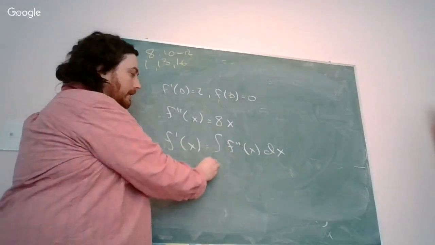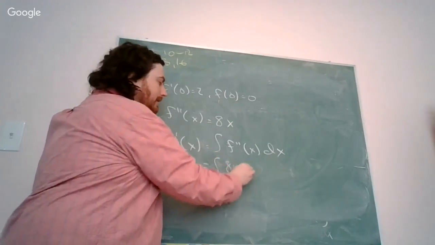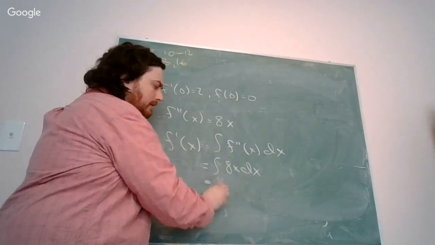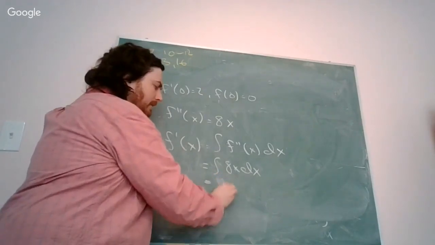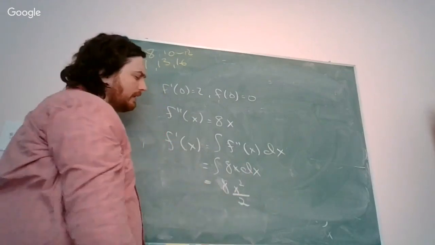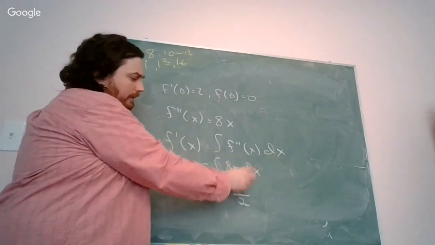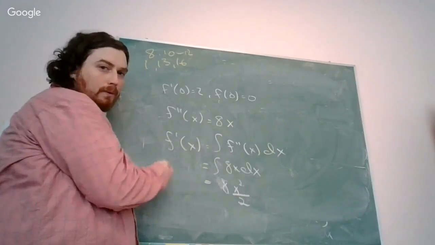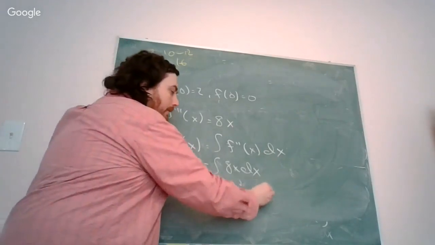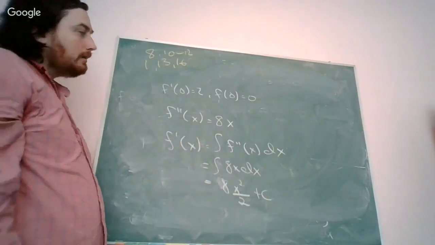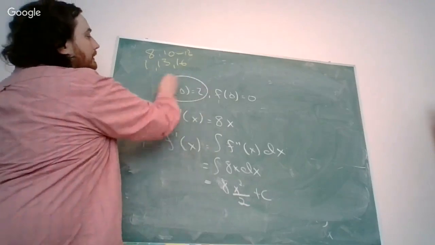So we're going to integrate 8x. I'm just going to take 8x to the second, divide by the new exponent. We add 1 to 1 is 2, divide by the new exponent, 2. So we get 8x squared over 2, or 4x squared. But now remember, because we're finding the general antiderivative, we need a c there. So I can use this to find c.